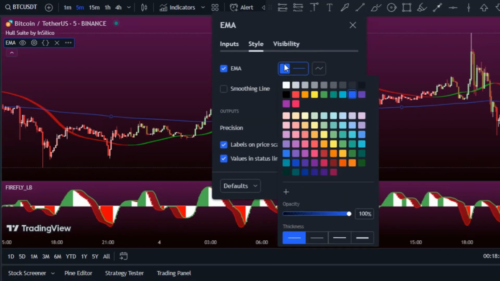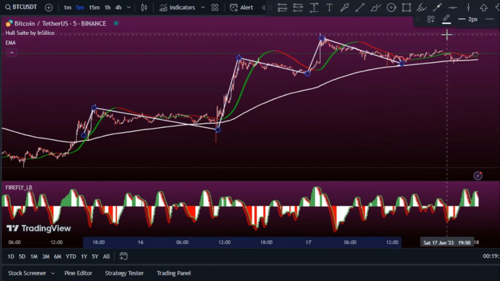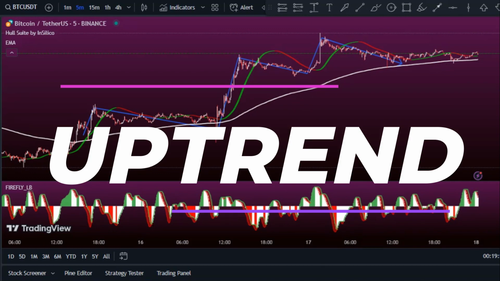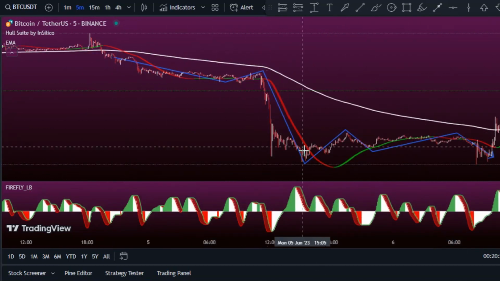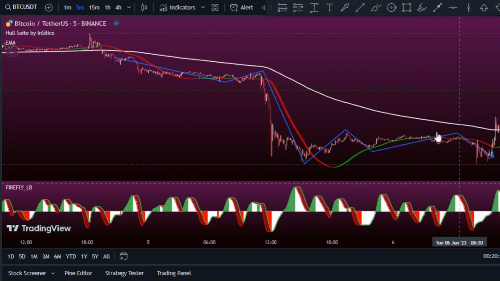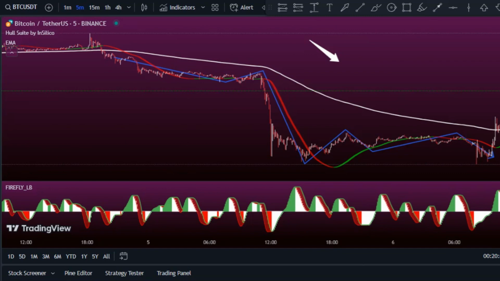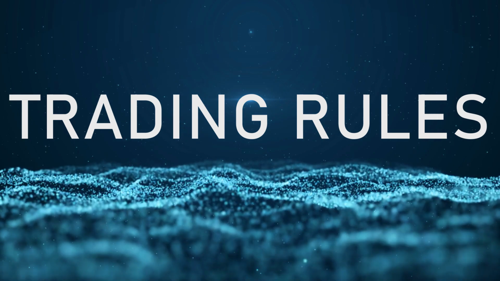Finally, customize the indicator's style and graphical properties to make it easier to read on the chart from the Style section. In essence, when the price trades above the moving average, it indicates an upward long-term trend in the market. And conversely, when the price trades below the moving average, it shows that sellers are dominating the market and the long-term trend is downward. Now that we have all the necessary tools on the chart, it's time to learn the rules for entering trades and risk management.